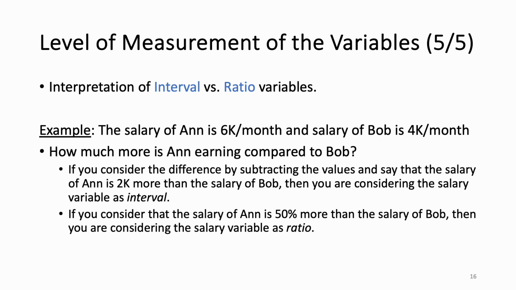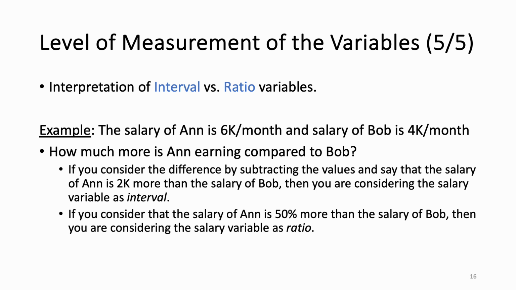When it comes to the interpretation of interval versus ratio variables, you can consider variables to be interval or ratio according to your interpretation of a certain aspect. And to better understand that, we can have this example. So imagine that we have 2 people, Anne and Bob, and the salary of Anne is 6,000 per month, whereas the salary of Bob is 4,000 per month. And now we can ask questions. So how much more is Anne earning compared to Bob?